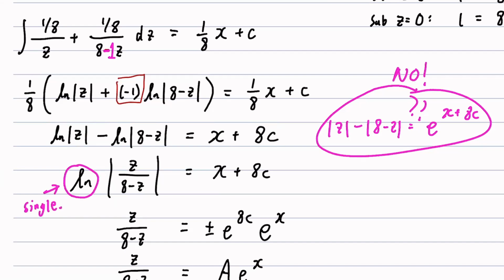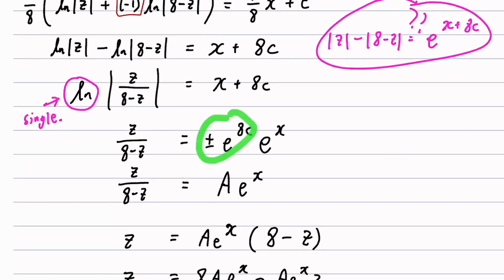So you need to use your logarithm rules. Minus becomes a fraction, and with modulus, so you can make it into a single ln. Then you can bring it over to become e power x plus 8c. Split it up: e power 8c, e power x, multiplication. But then you open up the modulus, you get plus minus. I'm doing everything in one step. Is that okay? Okay, then after that, this constant replace with a.